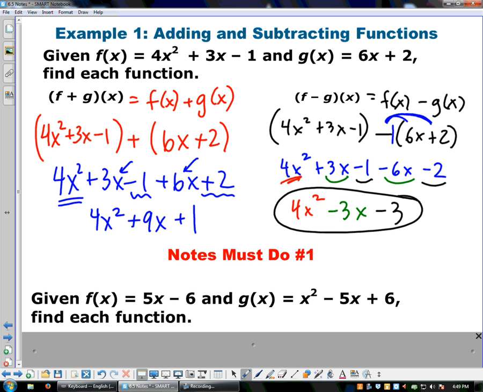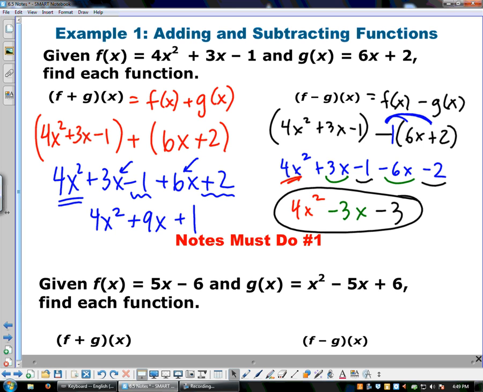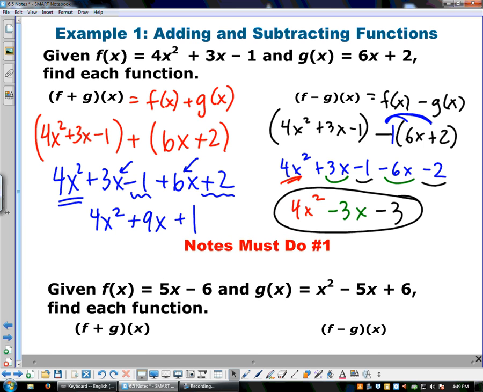So this takes you to your first must-do. So given f of x and g of x, I always do the highlighter there. All right, f of x and g of x, there you go. Go ahead and find the addition of those, f plus g of x, and then the subtraction, f minus g of x. Remember to distribute your negative when you do the subtraction there.